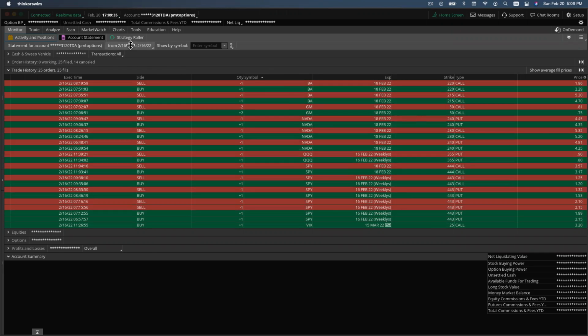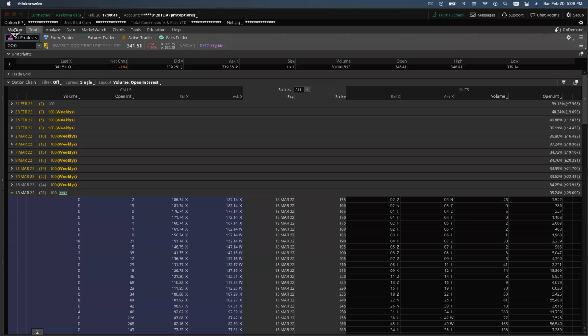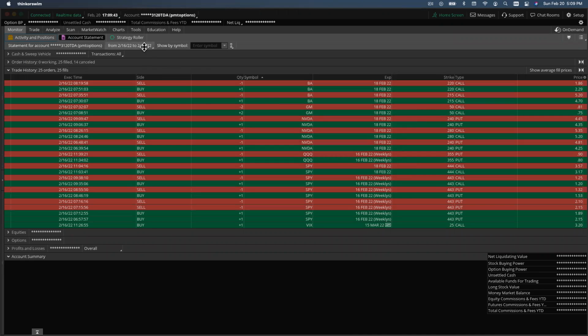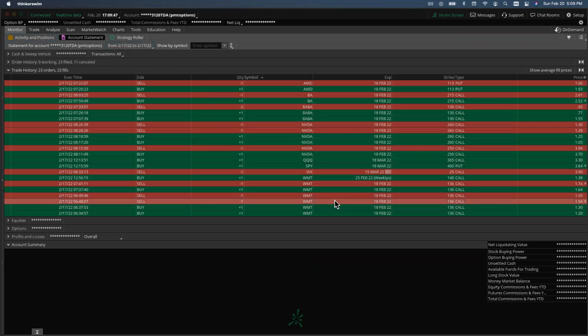Okay, so I'm gonna go on the 16th, which was when we took this trade, or no, it was the 17th. It was the 17th when I took this trade and when I alerted it. So now I'm gonna go to the Walmart stuff. Yeah, and I had two contracts.